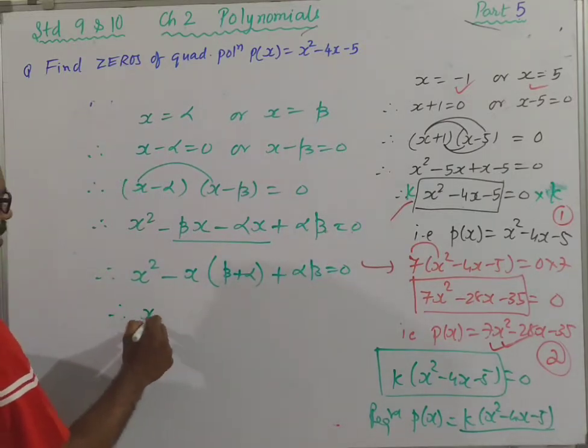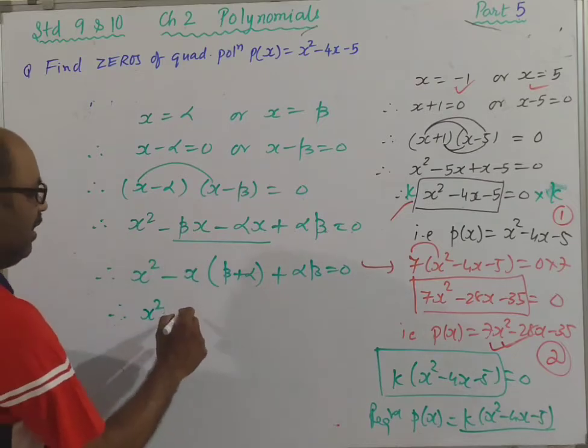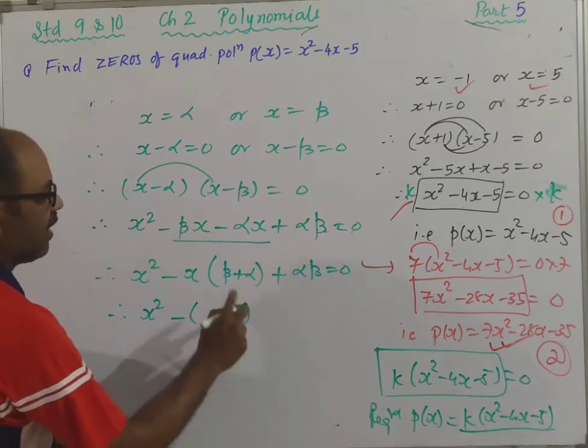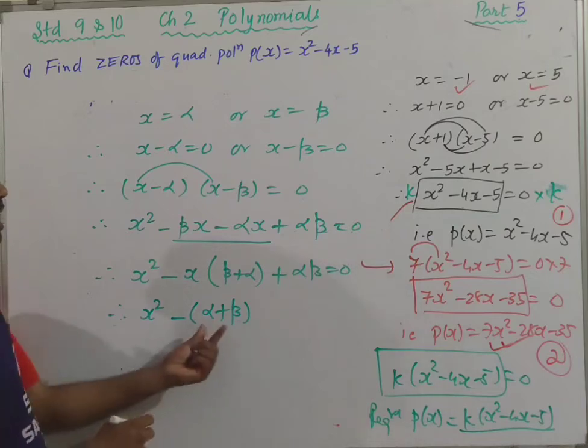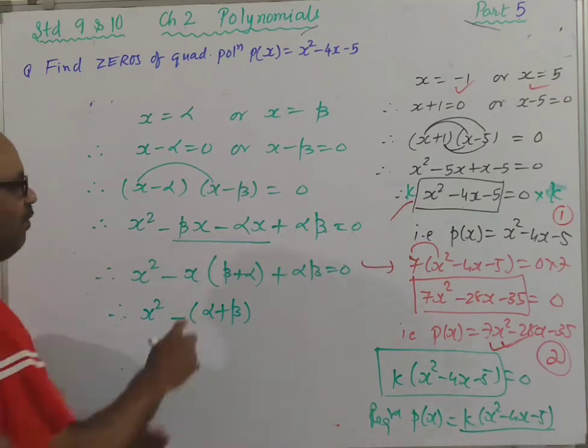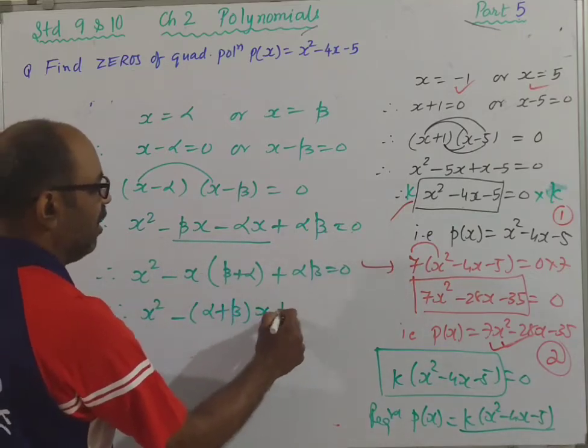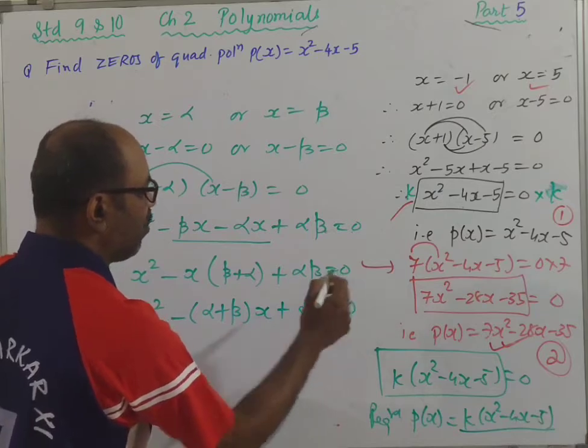Let's rearrange it a little. Minus. Then I write this sum of zeros, alpha plus beta. I'm writing alpha plus beta instead of beta plus alpha. And write x behind it, plus alpha into beta equal to 0.